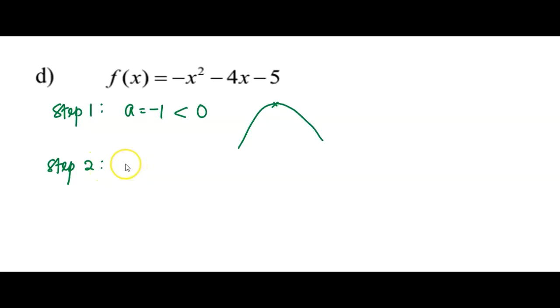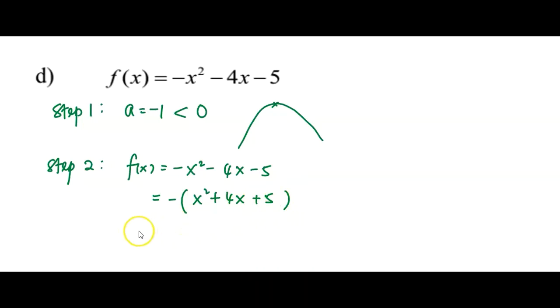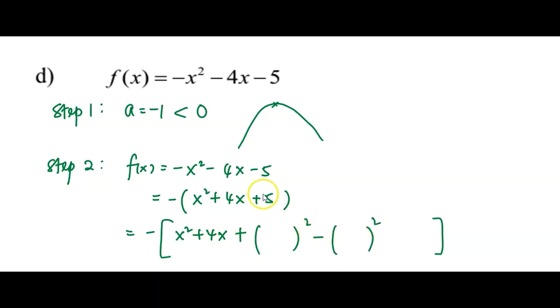Step 2, we are going to proceed with completing the square. When you want to do completing the square, you have to make sure the coefficient of x squared is 1. So how can I make it 1? I will factor out the -1, and then I have x squared plus 4x plus 5 inside my bracket, and the completing the square will be done inside this bracket. Firstly, I copy down the first 2 terms, and then I have bracket squared minus bracket squared. The constant always goes at the end.